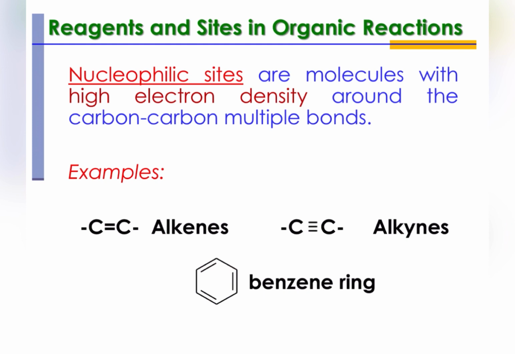For the next one, we are going to look at the nucleophilic side. The nucleophilic side is the opposite of the electrophilic side, where the molecules have high electron density around carbon-carbon multiple bonds. The multiple bonds that I mentioned here are alkenes, alkynes, or the benzene ring. The benzene ring usually exists in aromatic compounds. So these three are examples of compounds that can act as the nucleophilic side.